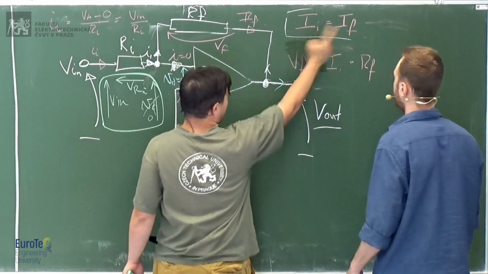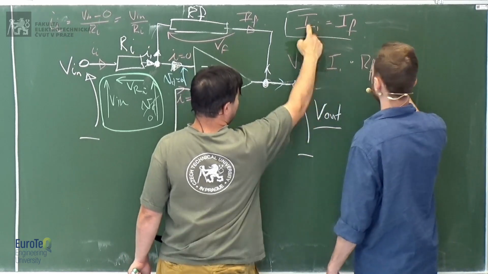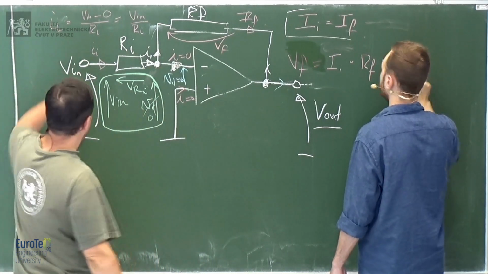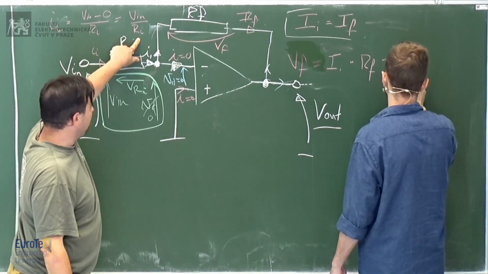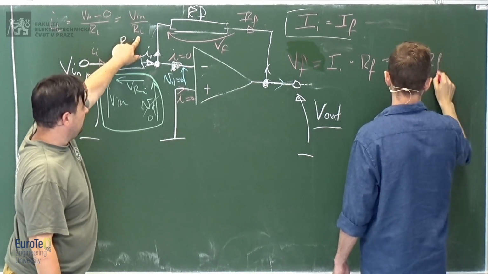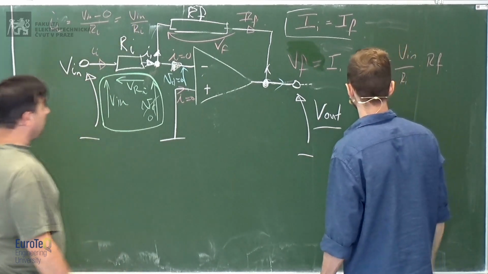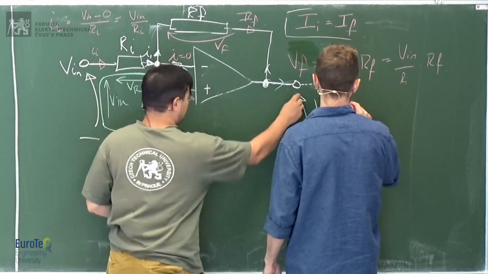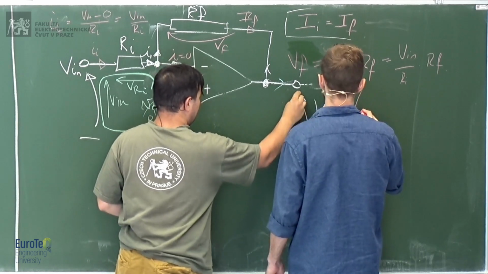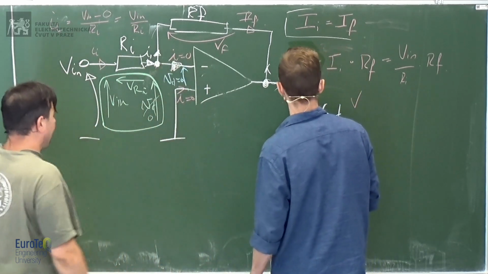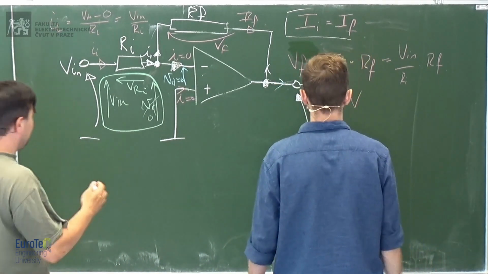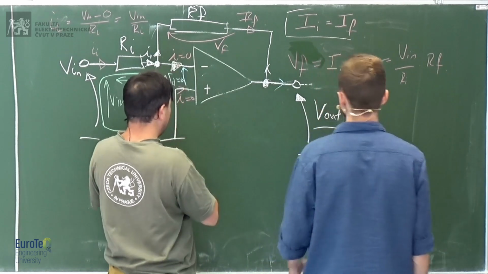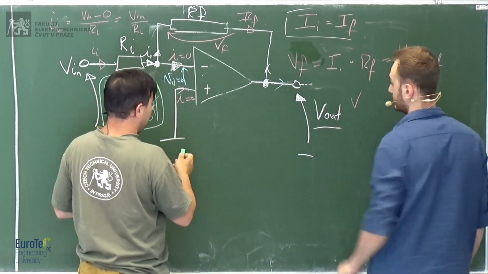Because II is equal to IF, it would be IF, but we know that II is V in over RI. So we substitute II with V in over RI, multiplied by RF. Now we are almost at the end of the demonstration, because then we just rearrange it. We can demonstrate that V output is what? Well, we also need to state that VF is equal to V out.